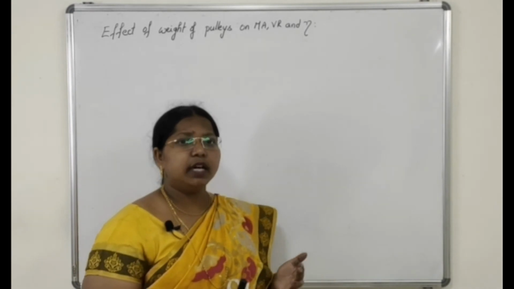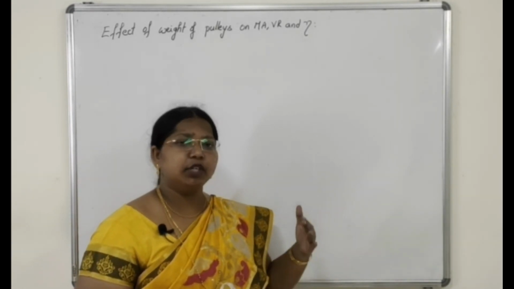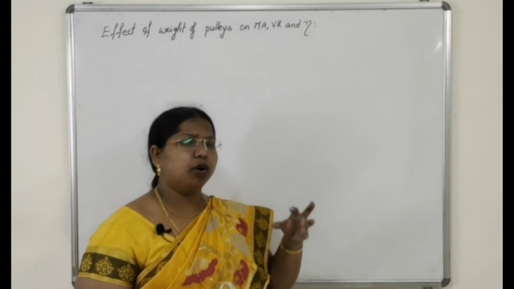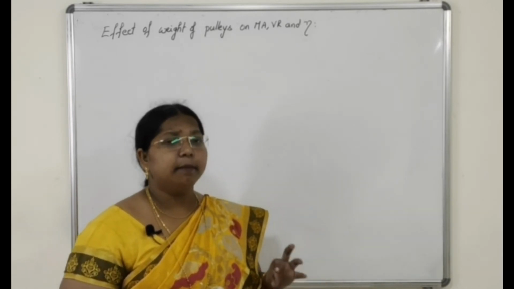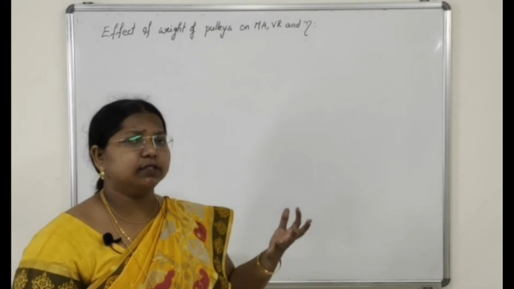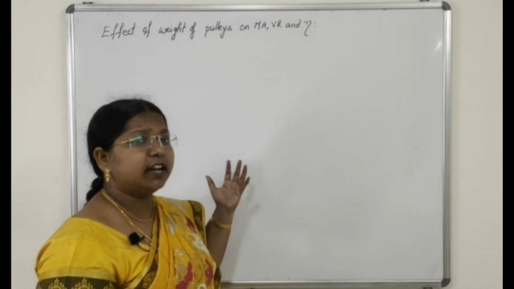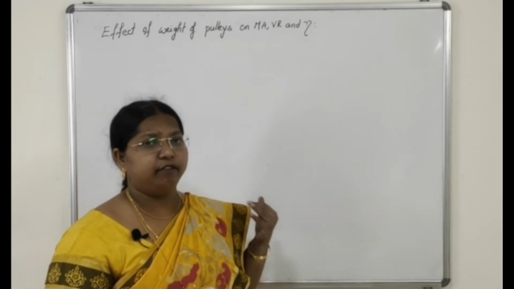Till now in the class we are discussing that MA is decreased because of the weight of the pulley and friction. The friction can be neglected, or it can be minimized by using some lubricants. So now, how is the weight of the pulleys affecting your MA, VR and efficiency?